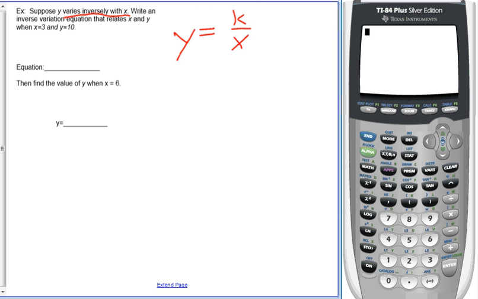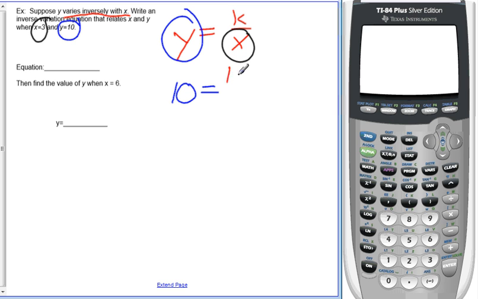So now if I look, I have an x value of 3 and I have an x in my equation. And I have a y value of 10 and I have a y in my equation. So I'm going to substitute those numbers in. I'm going to substitute 10 for y, and then I am going to substitute 3 for x.